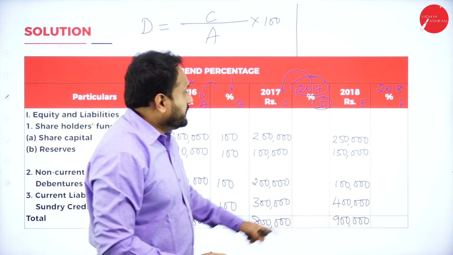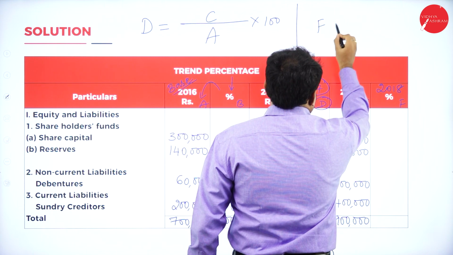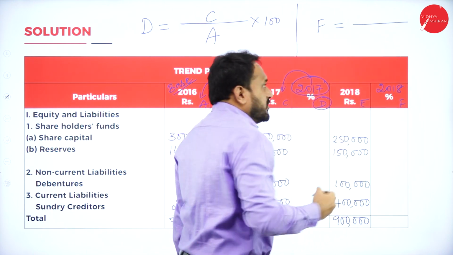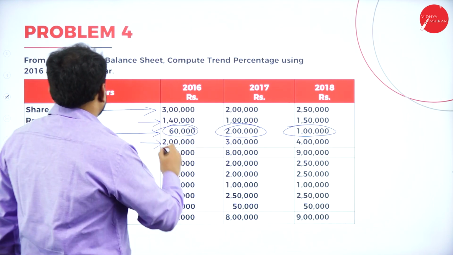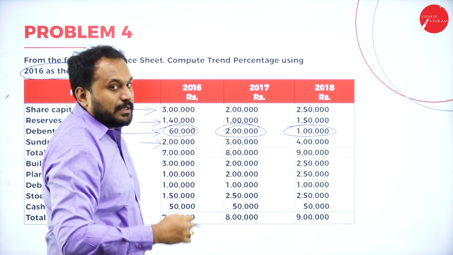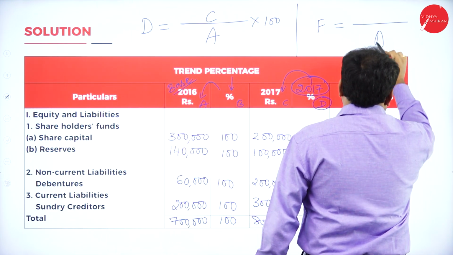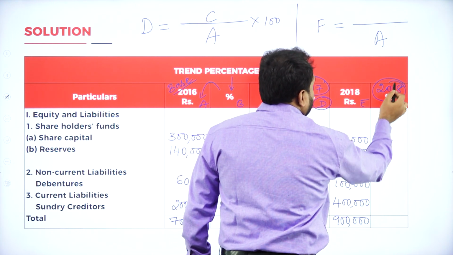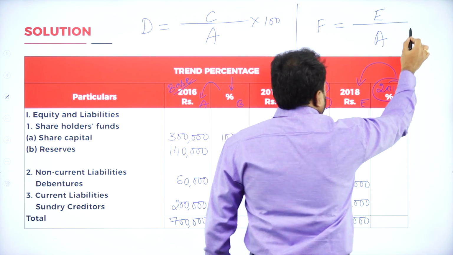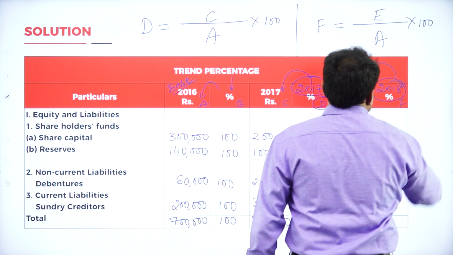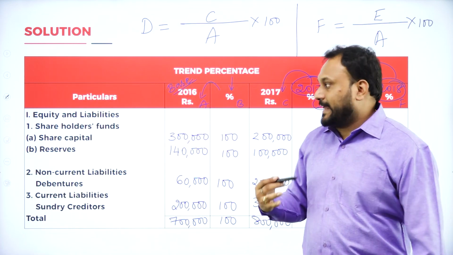The same way for F, how do you all go with? F is equal to the numerator over the denominator combination. The denominator is the base. Which is the base? See here, 2016 is the base here. So we'll go with here. Base here is 2016, which is A. We need to calculate 2018%. So we'll calculate with 2018 only. So it is E into 100. Into 100. So this is what we are supposed to go with. This is called the trend analysis calculation.